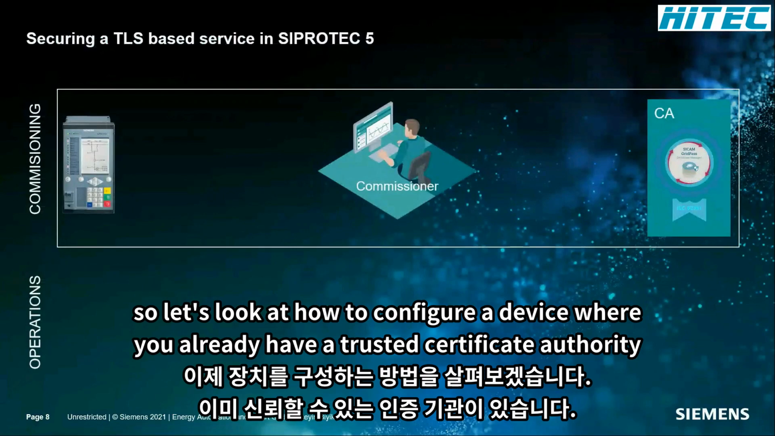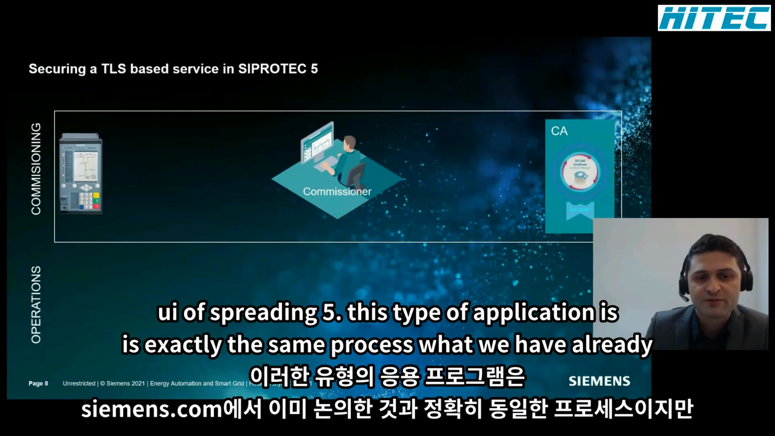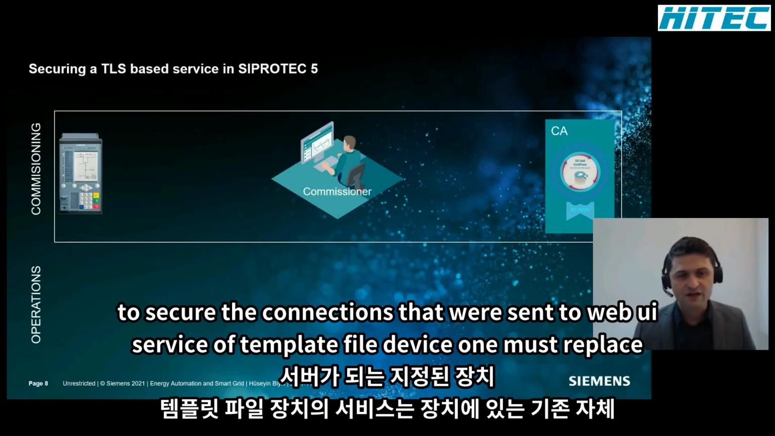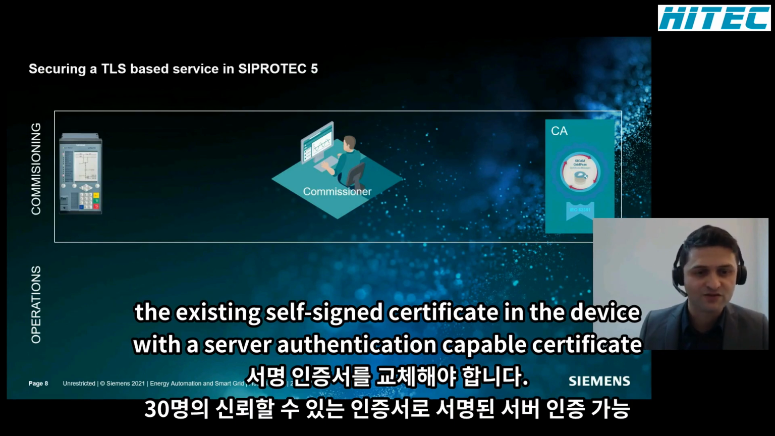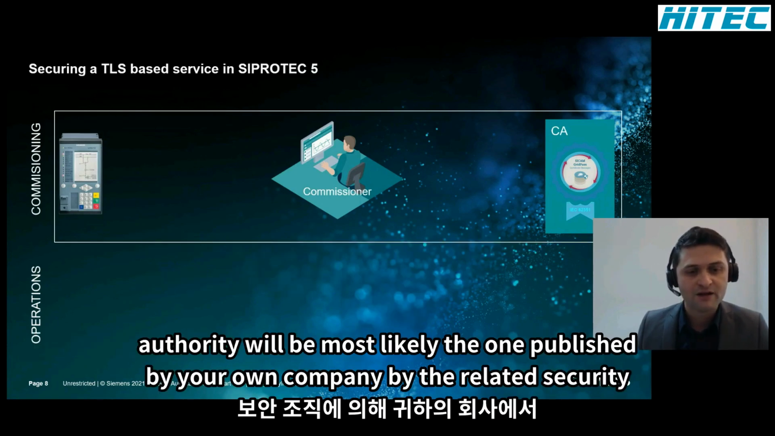So let's look at how to configure a device where you already have a trusted certificate authority. In this example, we will focus on securing the communication between the client PC and the web UI of SIPROTEC 5. This type of application is exactly the same process that we have already discussed with Siemens.com. But this time, it is the SIPROTEC 5 device which is the server. To secure the connections that are sent to the web UI service of the SIPROTEC 5 device, one must replace the existing self-signed certificate in the device with a server authentication capable certificate, which is signed by a trusted certificate authority. In real-world applications, your trusted certificate authority will most likely be the one published by your own company, by the related security organization.